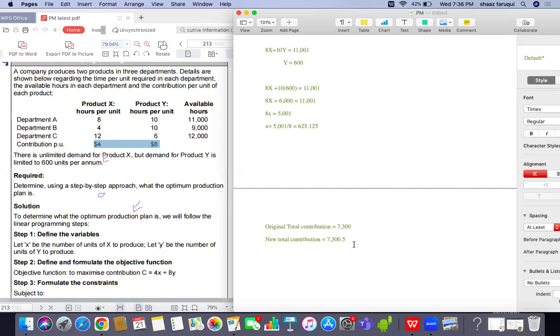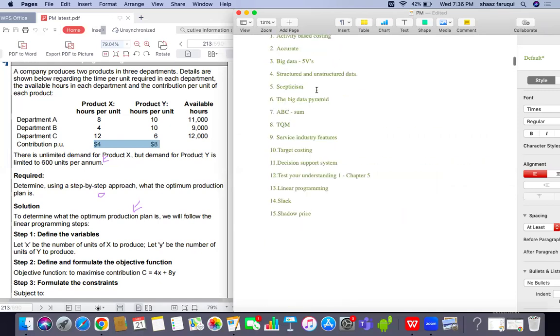0.5. Therefore, the maximum amount that you are ready to pay to get one extra unit in department A is only 0.5, because the benefit is 0.5. Therefore, the shadow price for department A is 0.5. Okay, so shadow price is done.